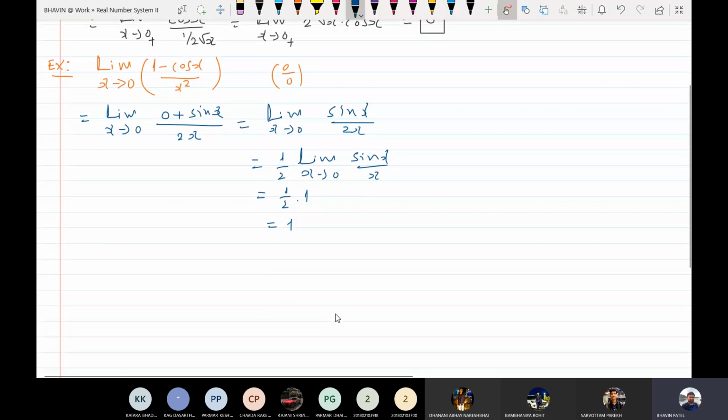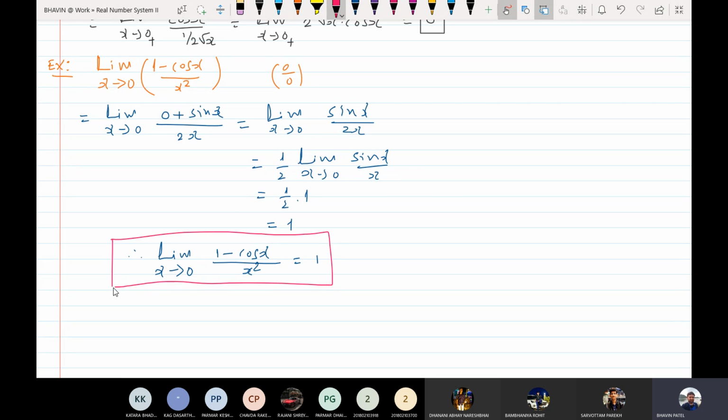Therefore limit x tends to 0, 1 minus cos x upon x square is equal to 1/2. Okay. So this is the answer. Now let me take another example.